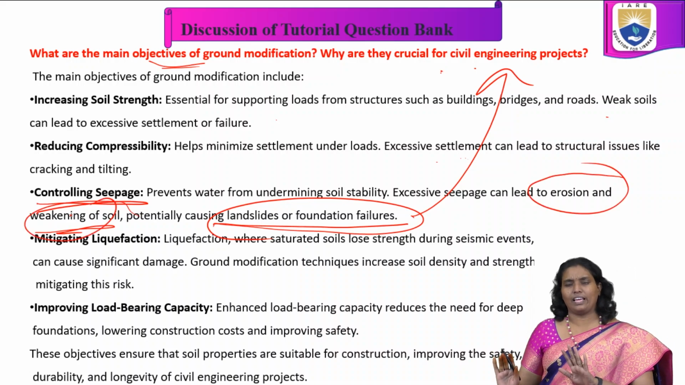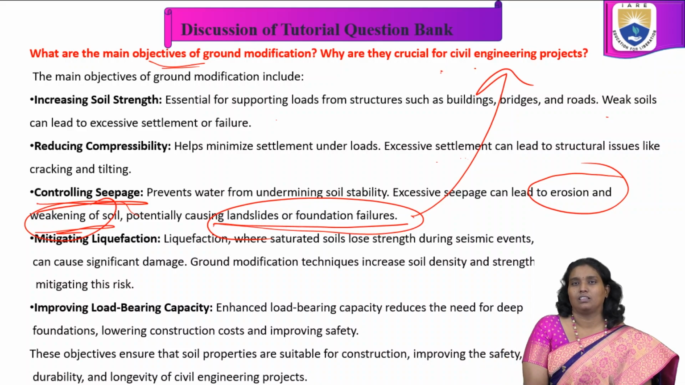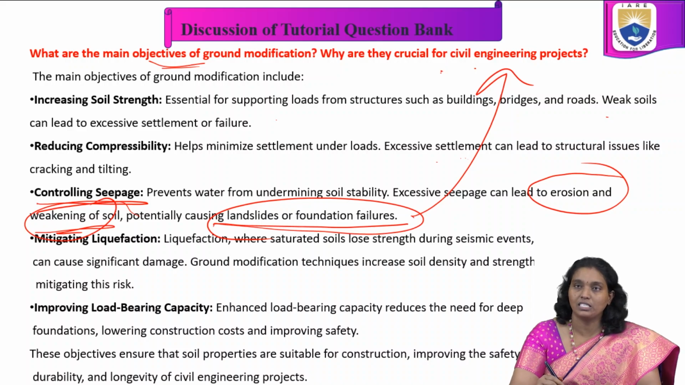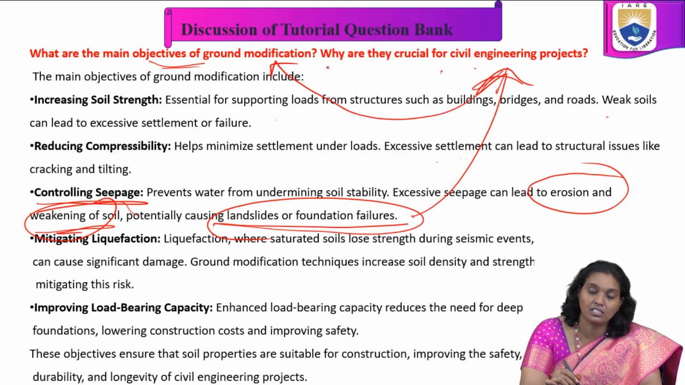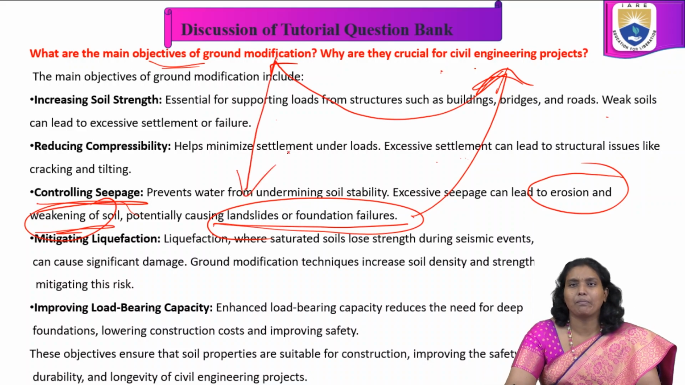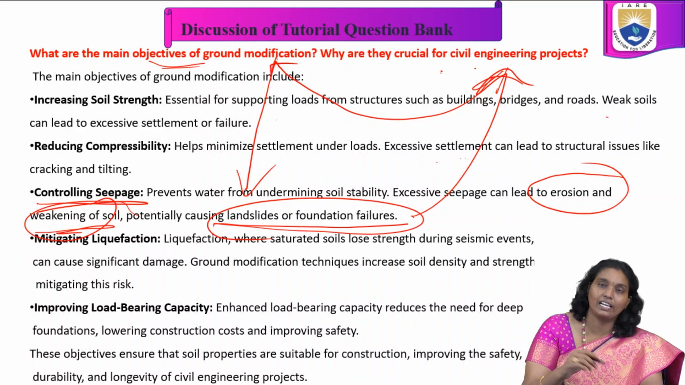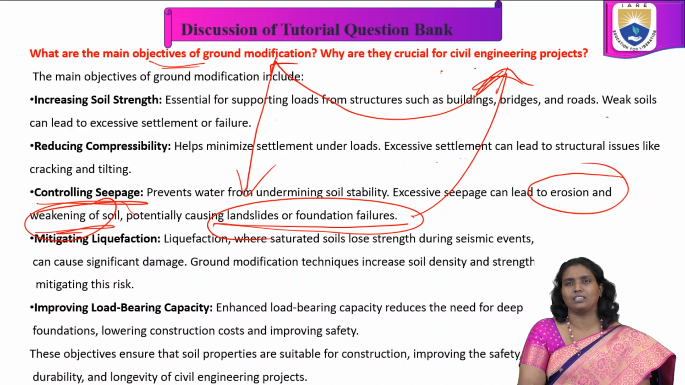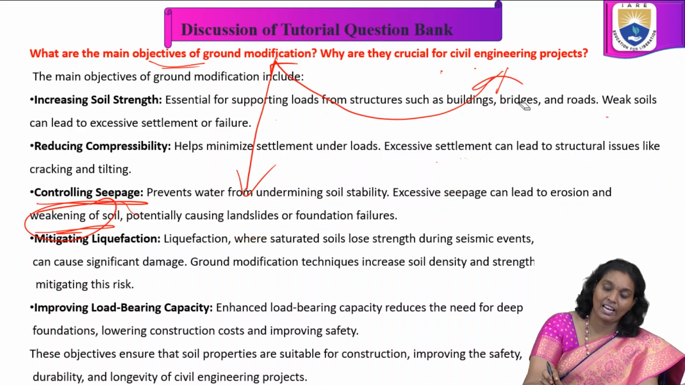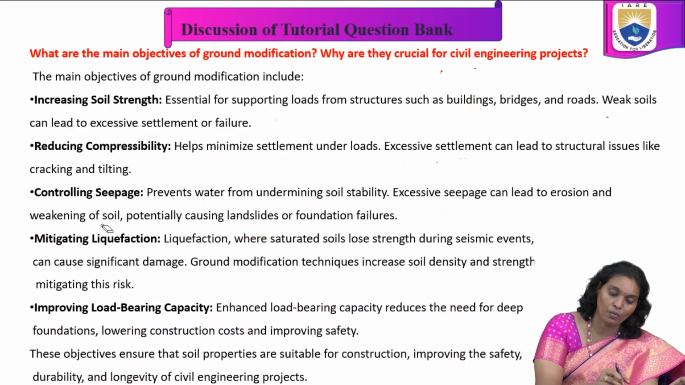Soil already has some properties. Because of seepage, it is going to reduce those properties and weaken the soil. It means it affects the foundation and can cause failures. This is a concern of civil engineering. So one of the ground modification techniques prevents water from undermining soil stability. I explained some of the parameters. You may write as per your understanding, based on the question.